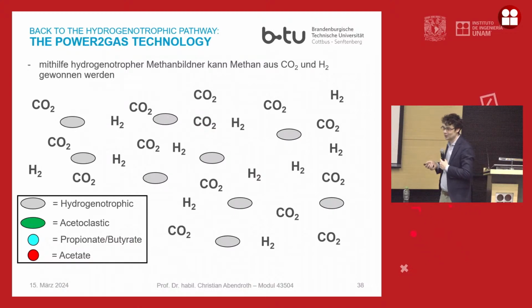But here, we are not feeding biomass, so there will be no formation of organic acids. We are providing the hydrogen and the carbon dioxide separately, and suddenly the methanogenic archaea can grow much, much faster because we can have much higher substrate concentrations for the methanogens without inhibiting the syntrophic bacteria. So therefore, these kinds of plants, we call them power-to-gas plants, are extremely fast.